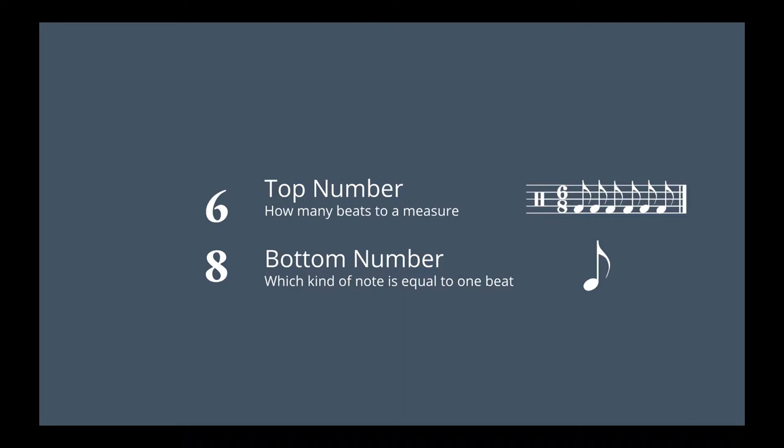So, the top number on this one, let's give it one more example, is 6, and the bottom number is 8. That means there are 6 beats in the measure. We can see 1, 2, 3, 4, 5, 6, and the 8 means that the eighth note is equal to 1 beat. So we have 6 eighth notes. You're not going to see 6 quarter notes, because a quarter note is not equal to 1 beat in this context. It's an eighth note that's equal to a beat. So that's another example for you.